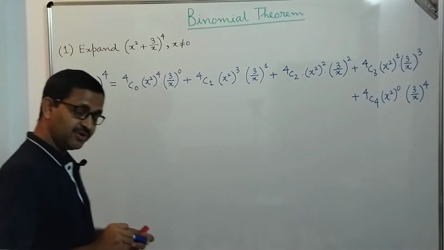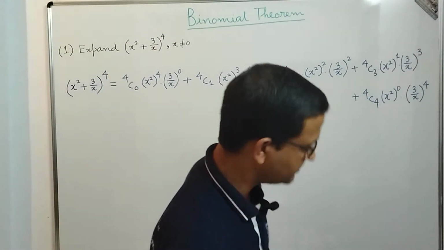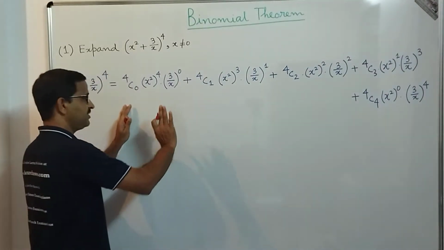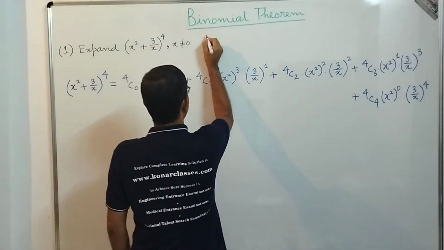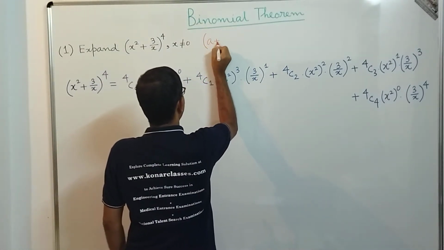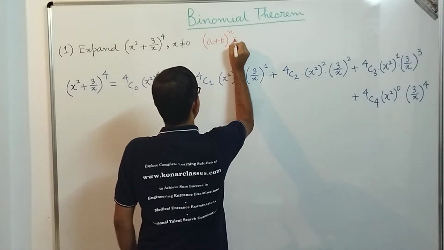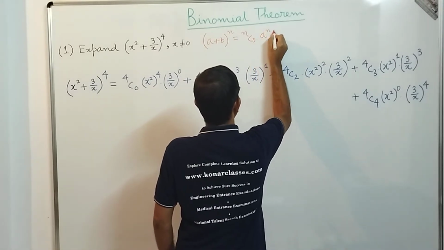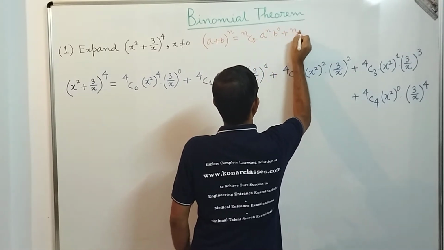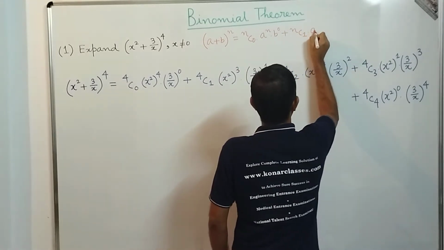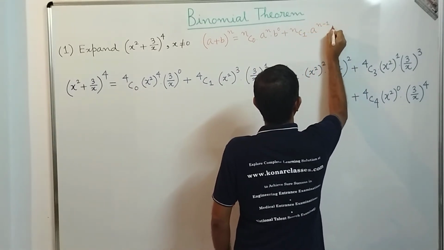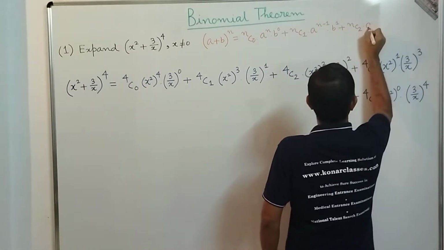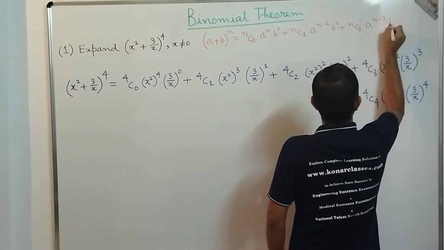Now how we get this formula? That I have discussed in the previous session in details, but I can write down this formula so that you can exactly map how this has been done. So what is the formula, dear students? If you recall, a plus b power n is equal to nc0 into a power n into b power 0 plus nc1 into a power n minus 1 into b power 1 plus nc2 into a power n minus 2 into b power 2.